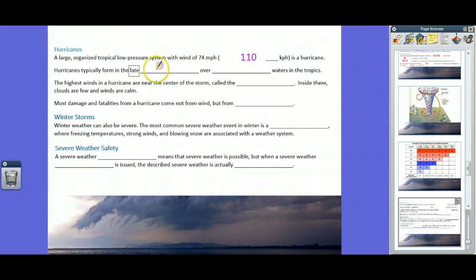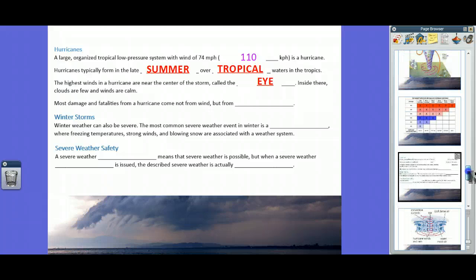Hurricanes typically form in the late summer over warm waters in the tropics. I could go on for hours about hurricane creation, but they're essentially very organized areas of low pressure, and they move around. Now, the highest winds in a hurricane are near the center of the storm, called the eye. If you hear the eye of the hurricane, and yes, I'm recording this at school, so that's why you hear that bell, the eye actually has calm, variable winds.